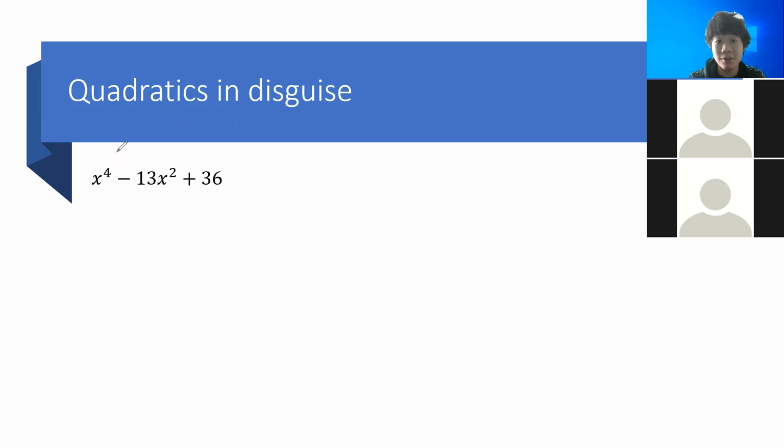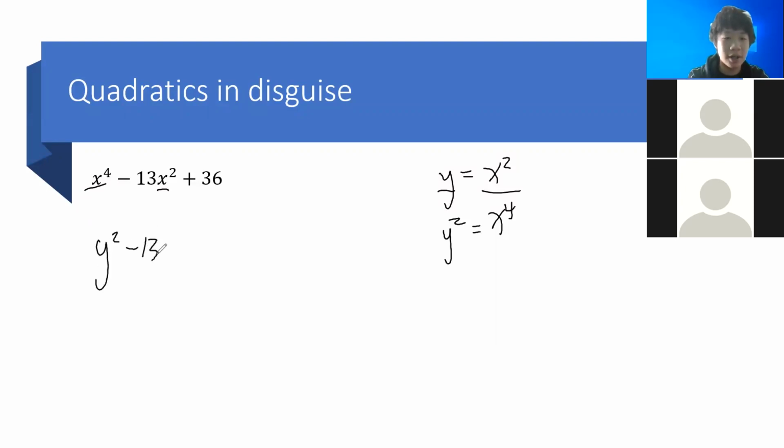But we can turn this into a quadratic by noticing how x squared is x to the 4th. All right, so if we were to say some y equals x squared, then x to the 4th is y squared. So if we represent y as x squared in this equation, we'll get a quadratic in terms of y. So this is going to be y squared minus 13y plus 36. Once we get y, then we can plug it back in here and solve for x.